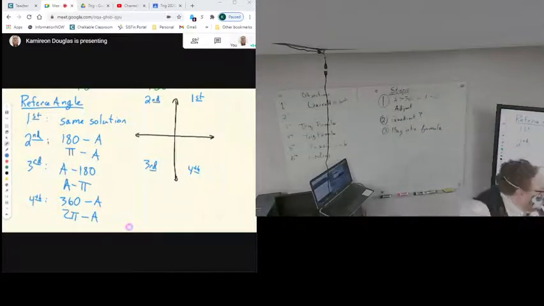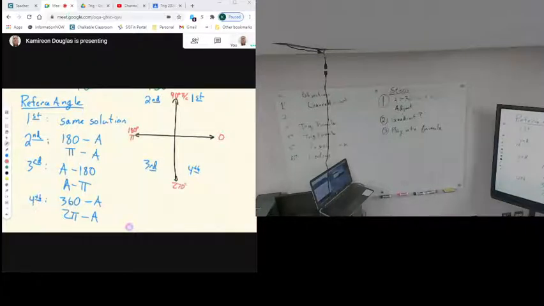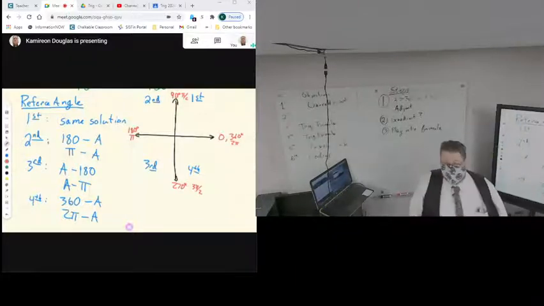Remember, the quadrants start at 0 degrees, 90 degrees, or pi over 2, 180 degrees, or pi, 270 degrees, or 3 pi over 2, and then end at 360 degrees, or 2 pi. Determine the quadrant so you can plug into the angle formulas.